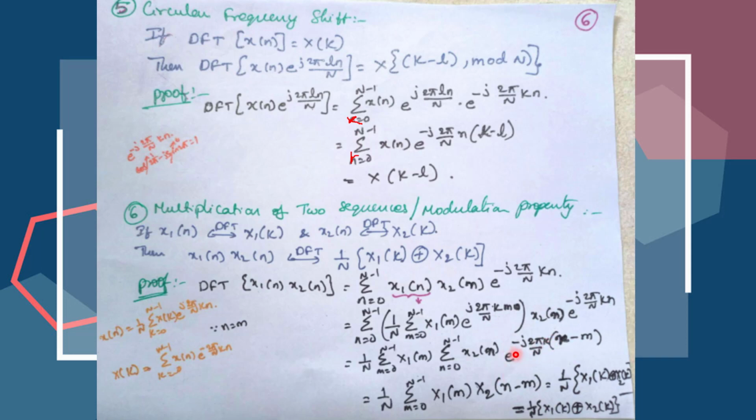From these equations we can get the equation 1 by n summation of m equal to 0 to n minus 1 x1 of m into x2 of n minus m. We can say this is the convolution of two sequences. So it can be written as 1 by n convolution of x1 of k and x2 of k.